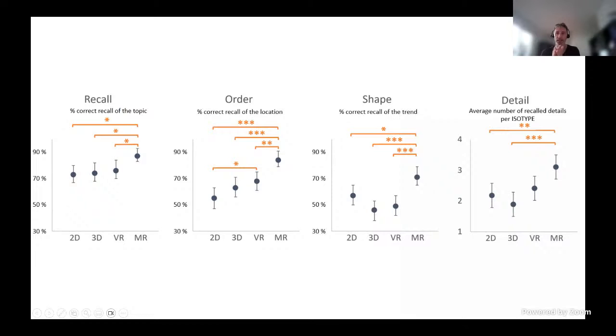Okay, I'm getting late. So here is the result we have, and all the details are in the paper. But what you can see is that whatever the condition, whatever the type of memorization we look at, mixed reality was always better than the three other conditions. We can see that the 2D condition, the one where you have images one after another, is not bad.